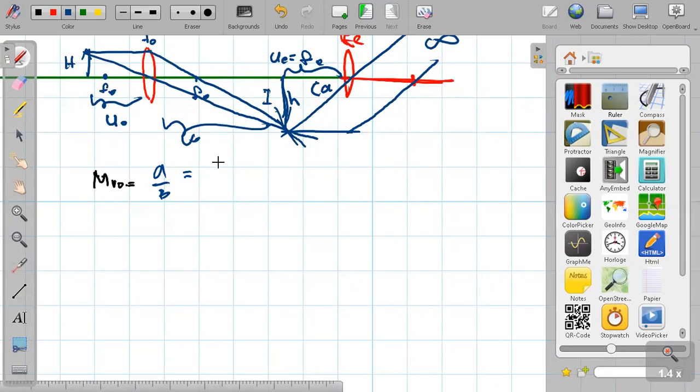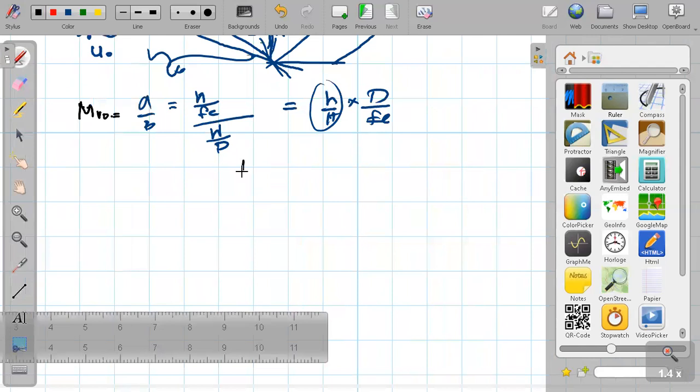Right. Alpha. What is my alpha here? H over D. Finally, I'm getting H over capital H times D over FE. Right. H over capital H is nothing other than V naught over U naught. So when you substitute, MV equals magnification at infinity equals V naught over U naught times D over FE.